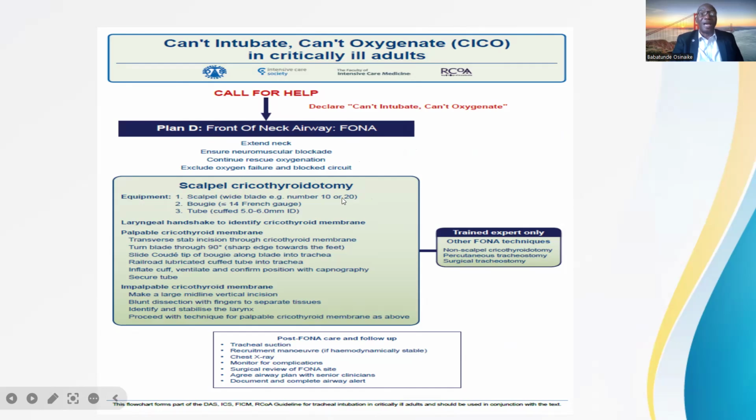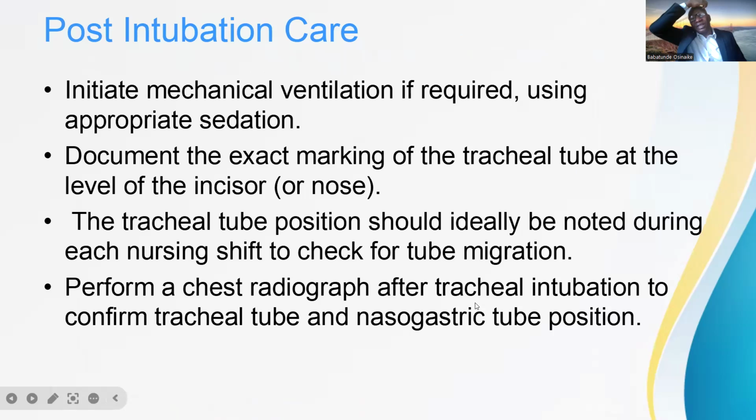So the scalpel cricothyroidotomy comes very handy, okay? And you just need the scalpel, the bougie, and the tube, okay? And it's for palpable. So you remember I said that before you even touch the patient, you must have examined the neck to check the access for front of neck access. So for palpable cricothyroid membrane, you just follow this, okay? You can read this. Let me go on. We have many other things to talk about. So that's the algorithm for can't intubate, can't oxygenate, or CVCI.